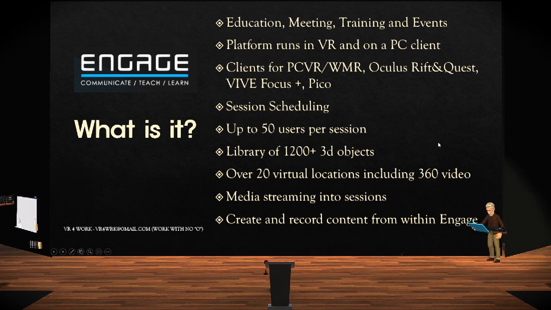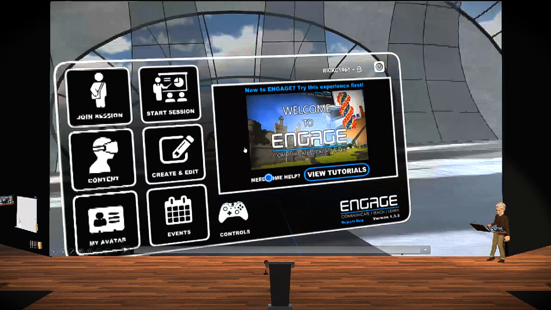And I think this is one of the great strengths of Engage, that they've been around a while and they've continually added to their library of objects and locations, so that there are lots of things in there already for you to take advantage of as you prepare and set up for a particular training session, meeting session, or event. They have over 20 virtual locations, including 360 video. You can media stream into your sessions, and you can create and record content all from within Engage. Very, very powerful platform. And so with that, let's go ahead and get started.